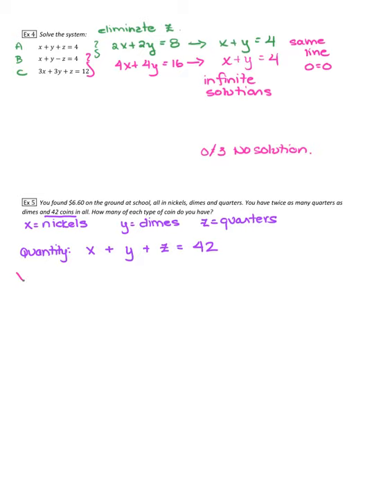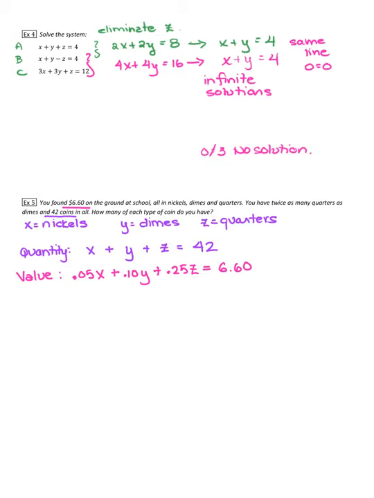My next is going to be looking at the value that goes with each coin. So I know that in total, I found $6.60. Well, each nickel is worth 5 cents. So that's 5 cents times the number of nickels tells me the quantity in terms of nickels. Each dime is worth 10 cents, and each quarter is worth 25 cents. And together, that gives me $6.60.